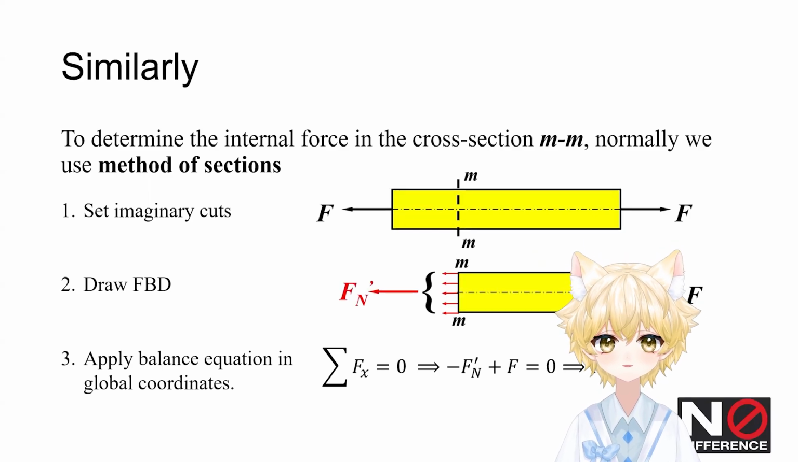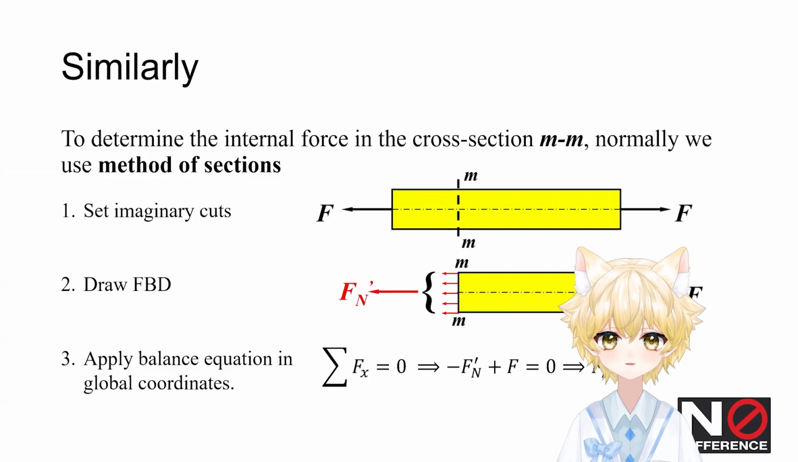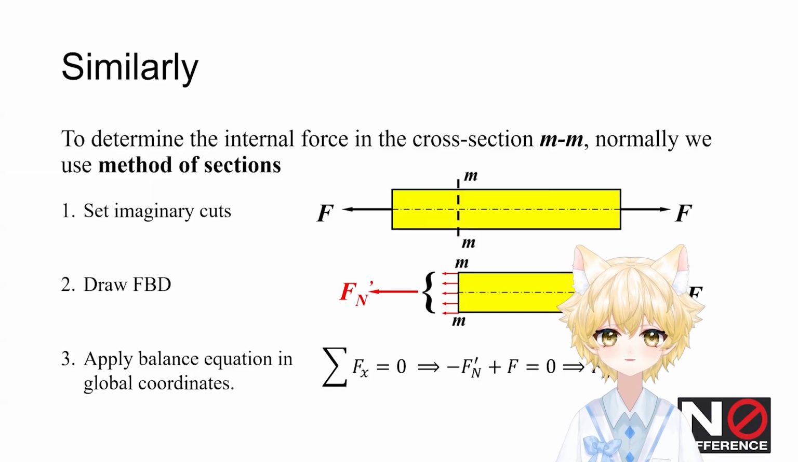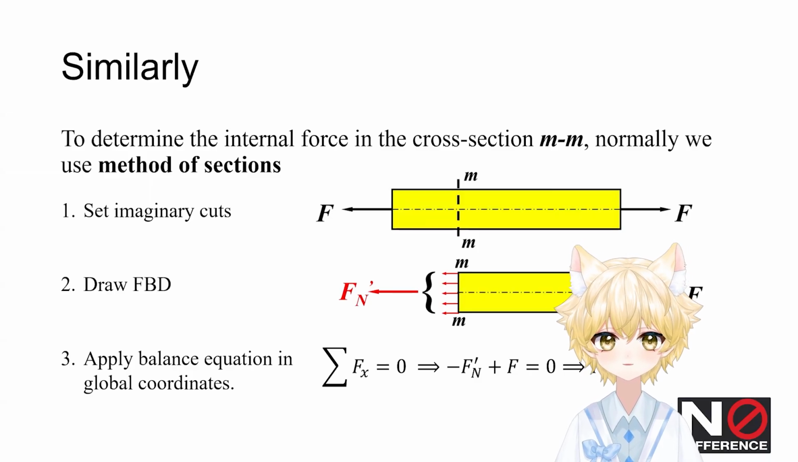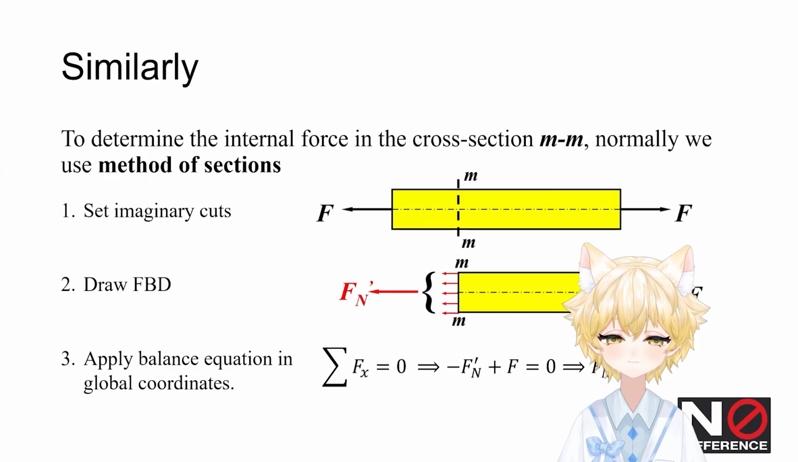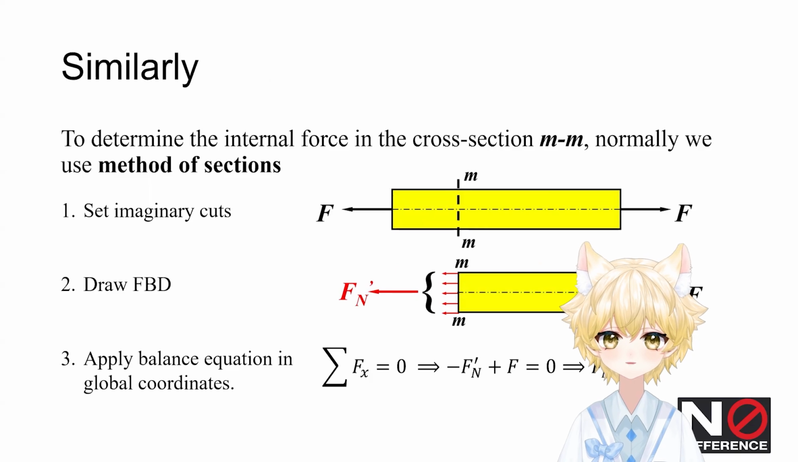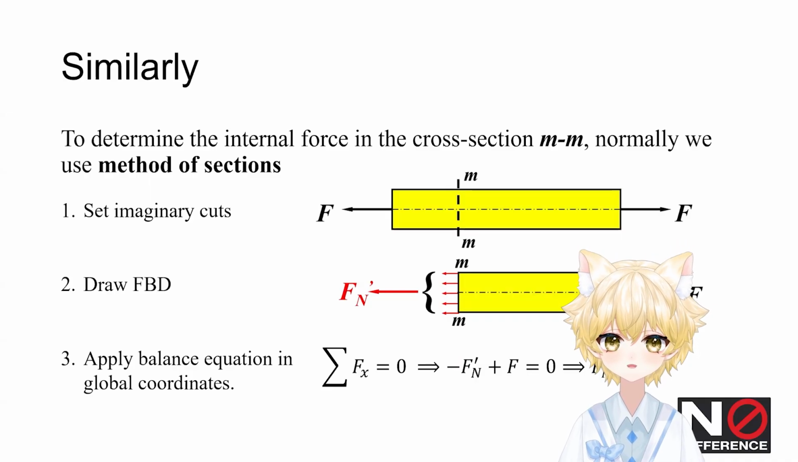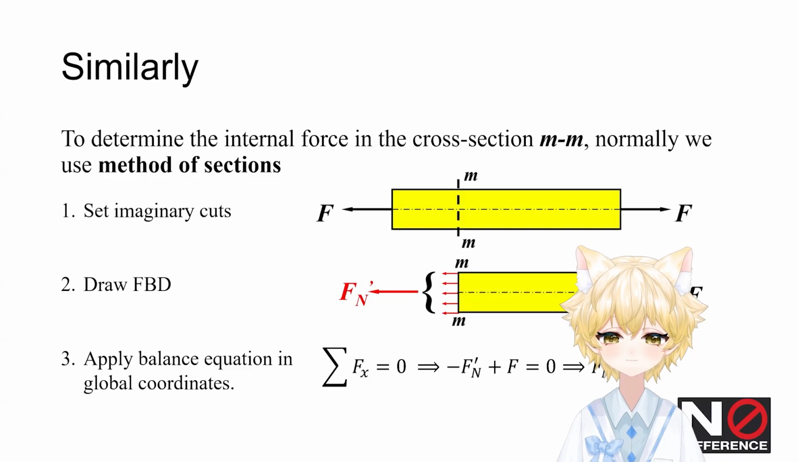For example, here we did the exact same process, but we keep the right side instead. Last time we kept the left side. Right now we keep the right side. We draw the free body diagram. We assume tension, and we solve the equilibrium equation. The result is still Fn prime, right? I use a prime to indicate that I keep the right side. Fn prime equals F. There is no difference. Whether you look left or right, the magnitude of the internal force is identical, and it is always in tension, right? So it's exactly the same internal force.